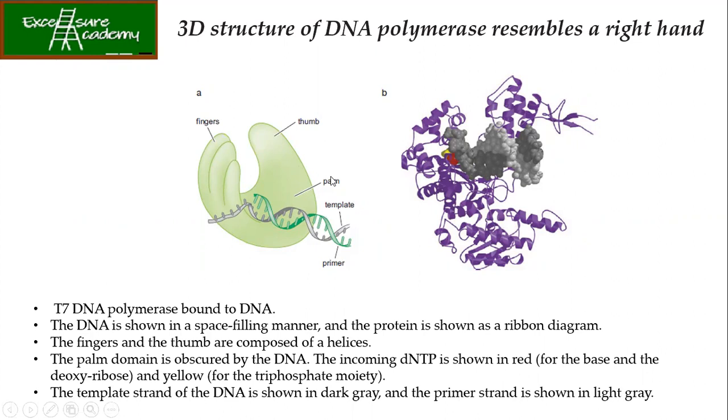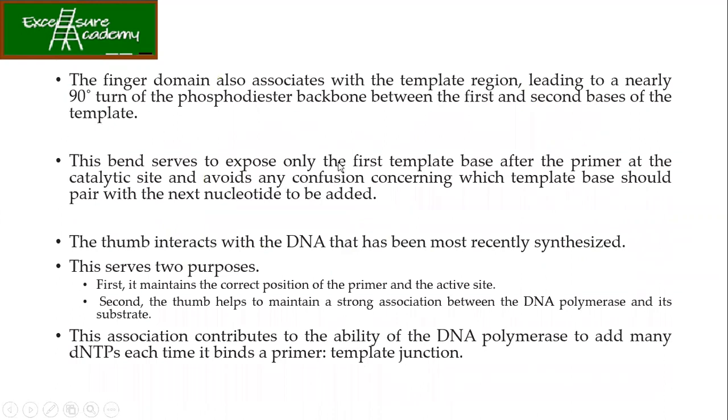So this is the right hand structure of the DNA polymerase. The example of T7 DNA polymerase has been taken. Guys, you can go through this; we have already discussed it just now. The finger domain also associates with the template region, leading to a nearly 90-degree turn of the phosphodiester backbone between the first and the second bases of the template.